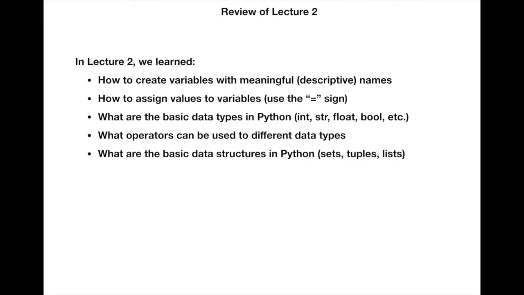So in lecture 2, we learned how to create variables with meaningful names, which means that those names have to be descriptive, so they have a physical meaning, and then you don't get lost in your code. And we also learned how to assign values to variables, using the equal sign. We learned basic data types in Python, including integer, string, floating number, Boolean, and others like complex, which is not going to be the focus here. And we also learned operators that can be used with different data types, and we tried to use Python as a calculator.